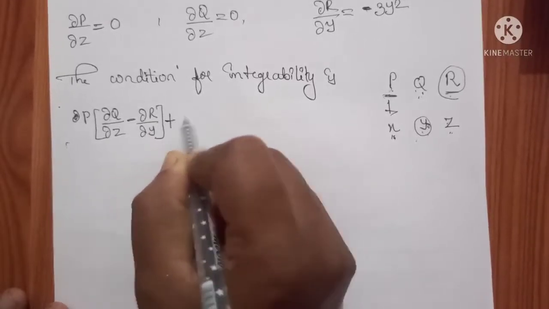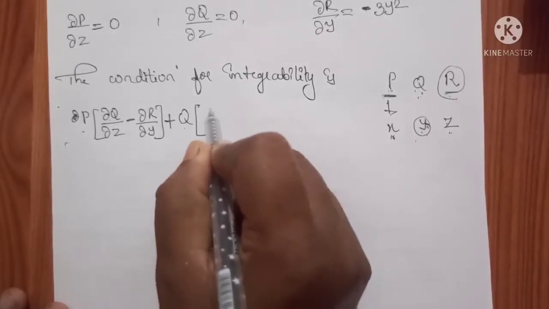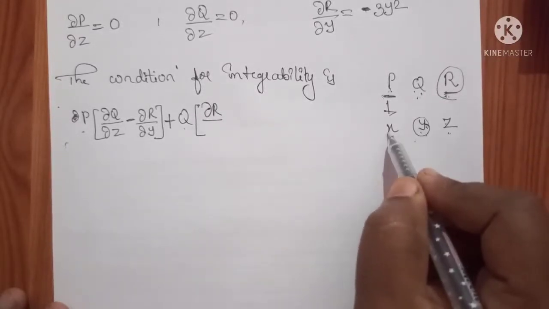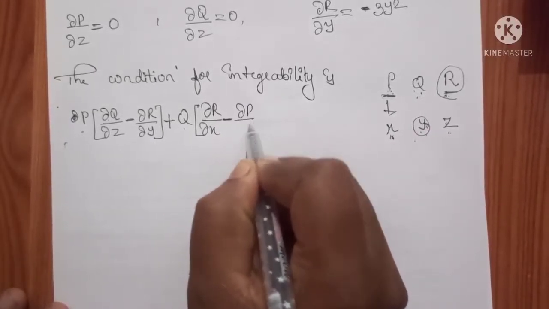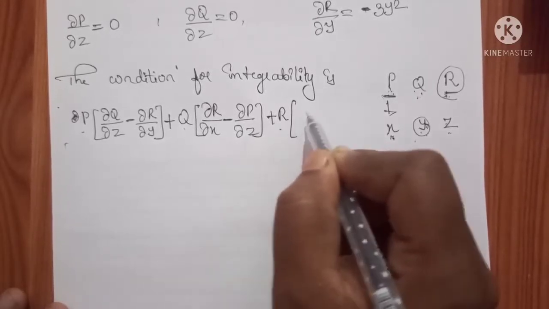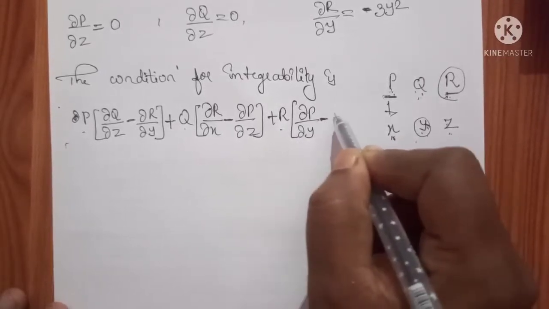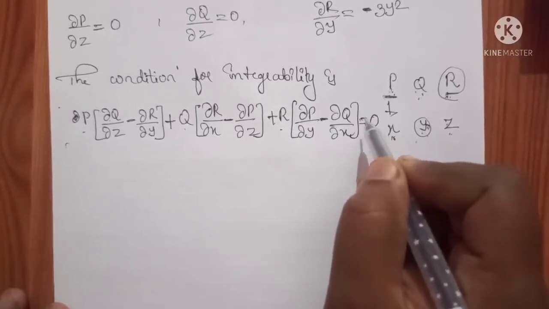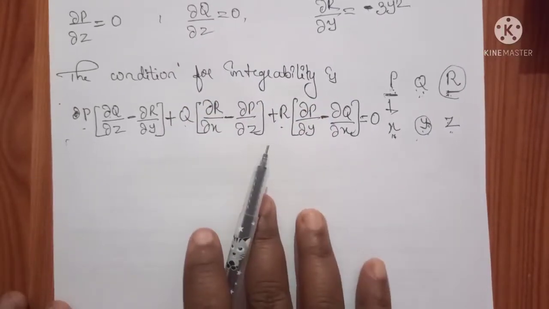In the same way, plus next after p we get, in the cyclic manner, q into, after q we get r, so (∂r/∂x − ∂p/∂z). Similarly, the next term is r into (∂p/∂y − ∂q/∂x) equals 0. Now we substitute all these derivative values in this condition for integrability.